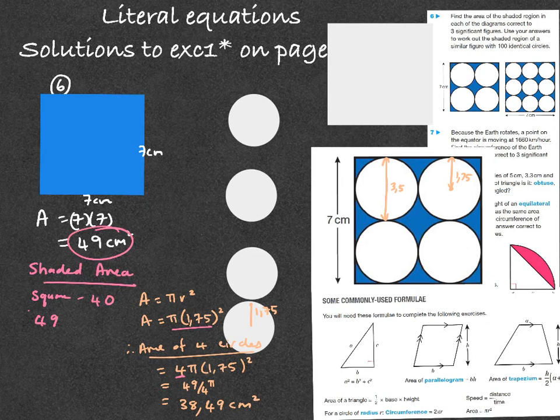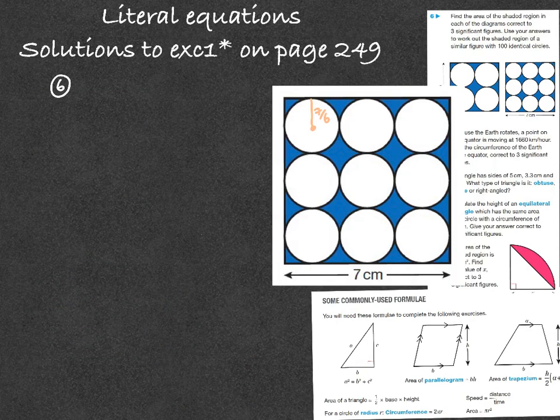So how do you work out the area of the shaded part? It's the area of the square minus the area of those circles. So it's 49 minus those 4 circles, 38.49 or 38.5, and then you're going to get very close. So if you round, it's 10.5 centimeters squared. Yes, isn't that a beautiful question?